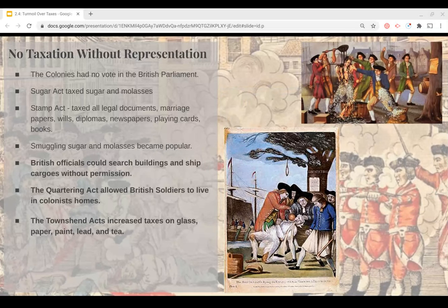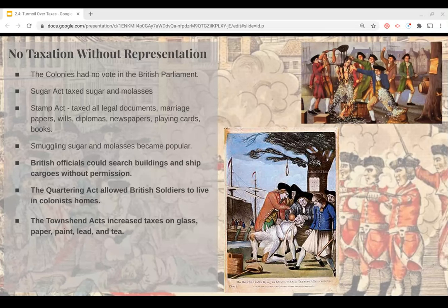Now, the Quartering Act was passed in order to make sure that there was enough soldiers in the colonies to enforce these laws. This allowed soldiers to live in the homes of colonists. They had to pay for their housing, pay for their food, do their laundry, care for them, the whole nine yards. And you didn't have a voice in it. You didn't get to volunteer for this. This was thrust upon you.